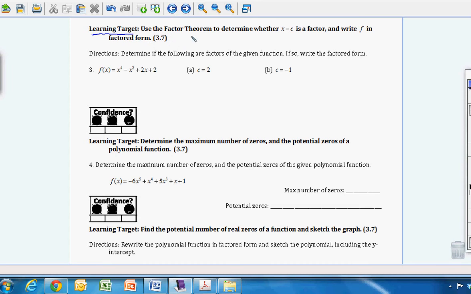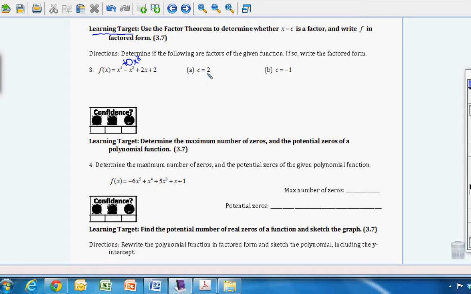Our new learning target is to use our factor theorem to determine if x minus c is a factor, and then write our function in factored form. So we're going to take a look at our polynomial, make sure that this is all in descending order, but you can notice that we have x to the fourth and then our x squared. So we're actually missing our cubic. So we're going to add in a 0 there for a placeholder.